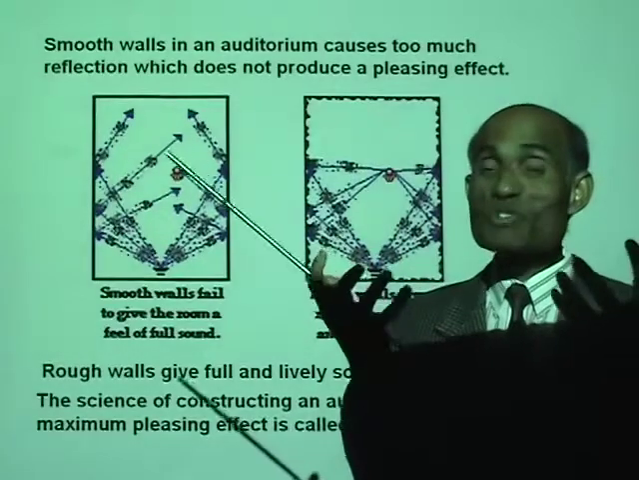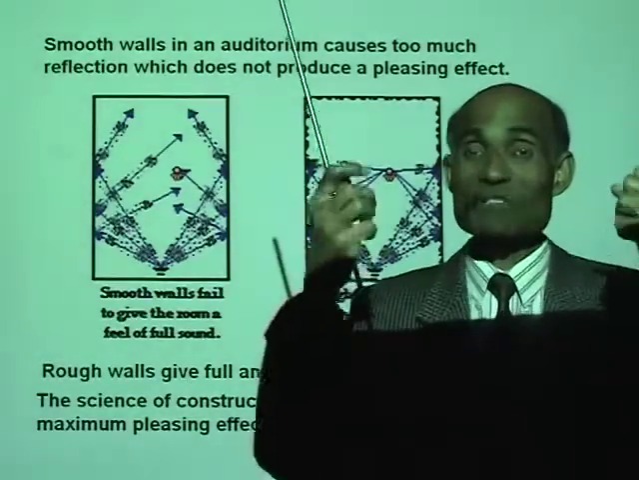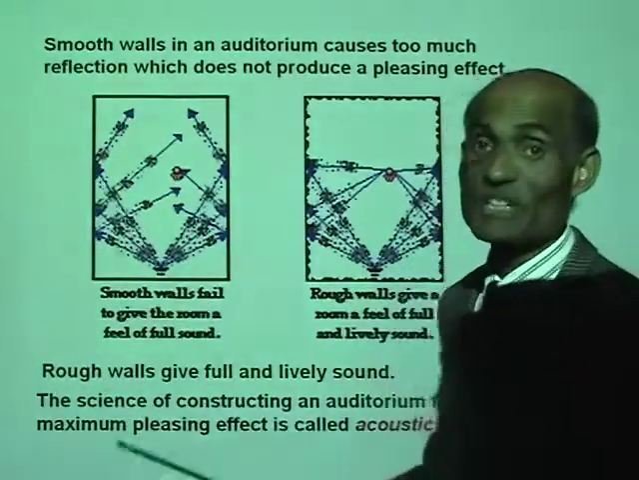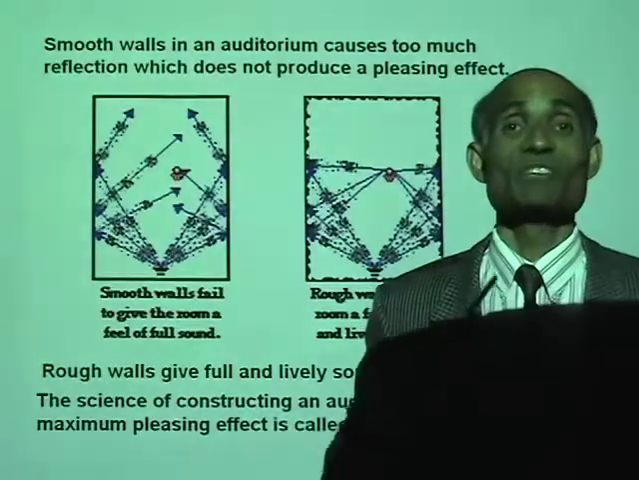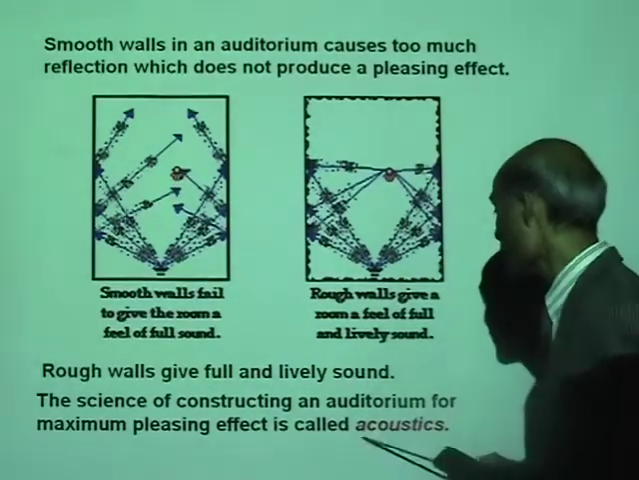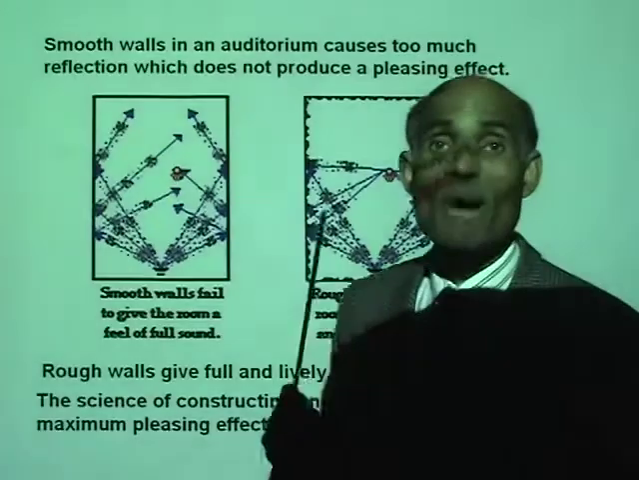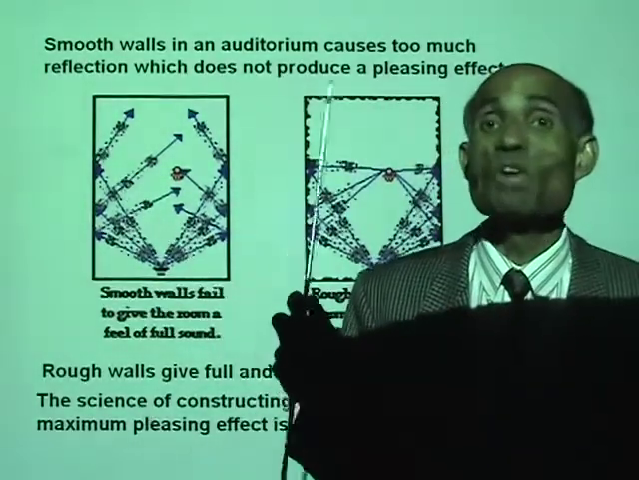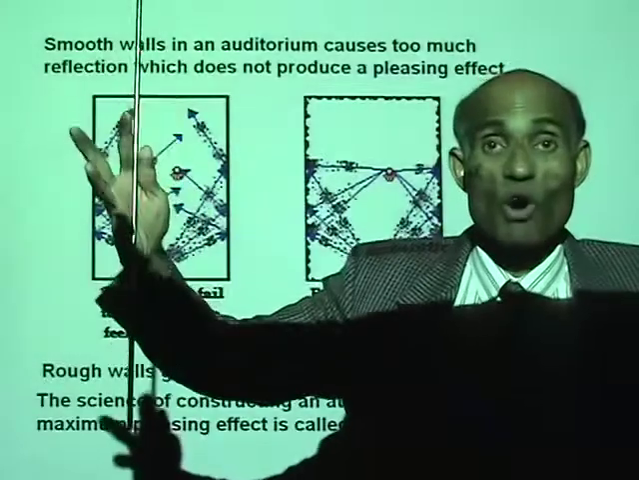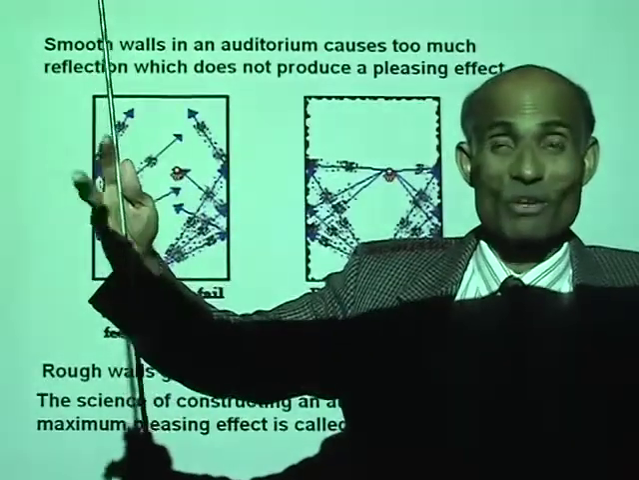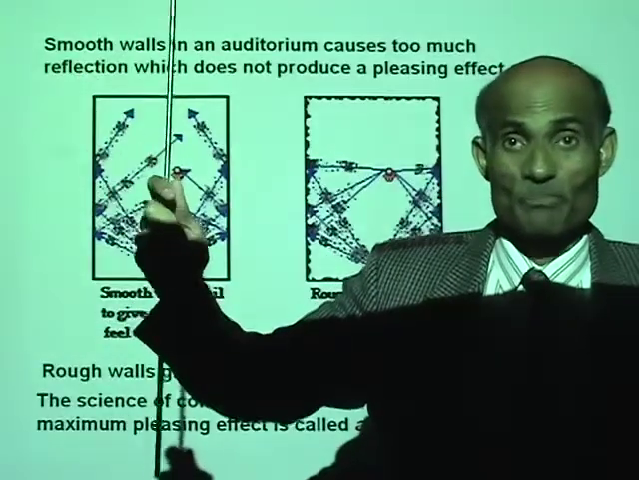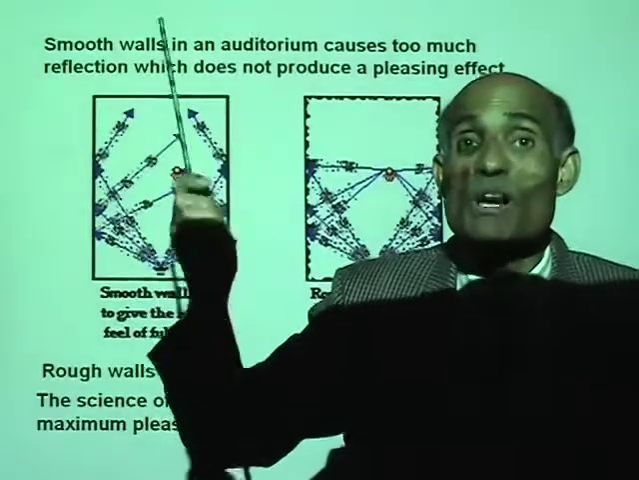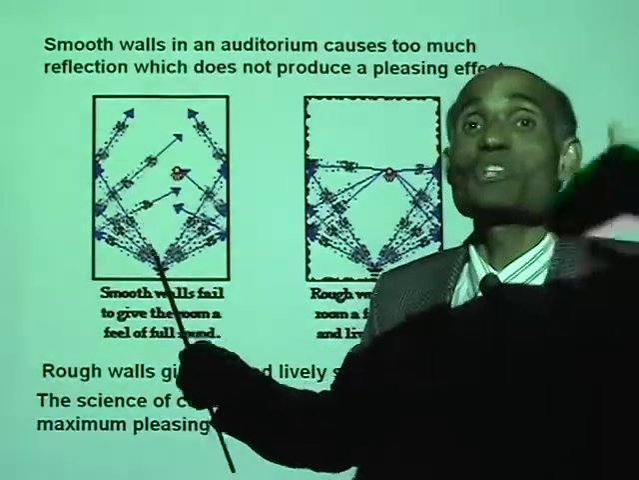Now, when you construct an auditorium or a theater where people come to listen to the speaker, the sound needs to be pleasing. It has to be distributed uniformly in the room. And the science of constructing such auditoriums is called acoustics. A well-constructed, acoustically designed auditorium will use rough walls. Next time you go into a theater, have a look. The walls will be rough, and the windows and doors will have very poor reflectors as the shade.